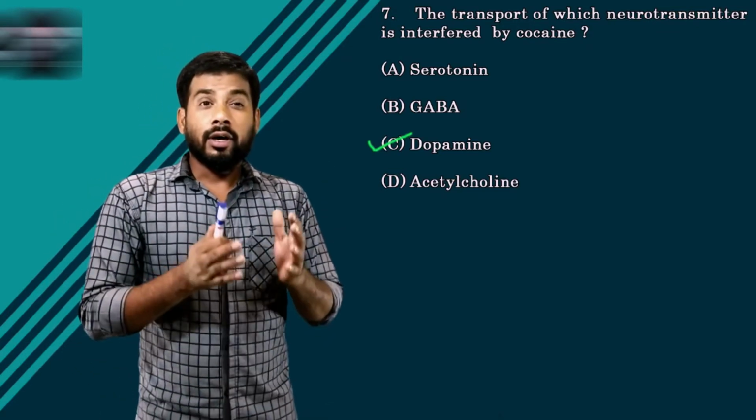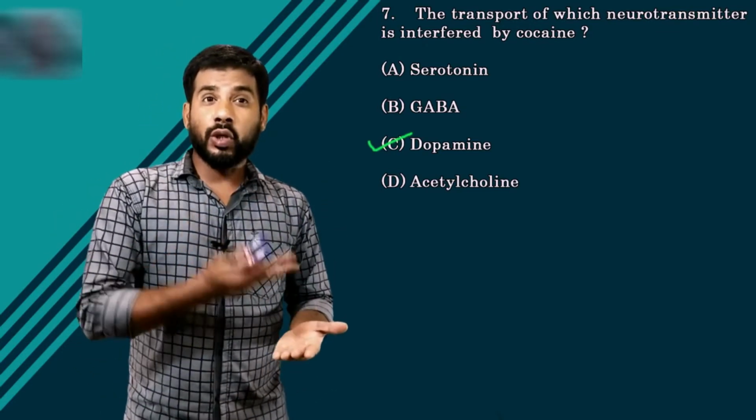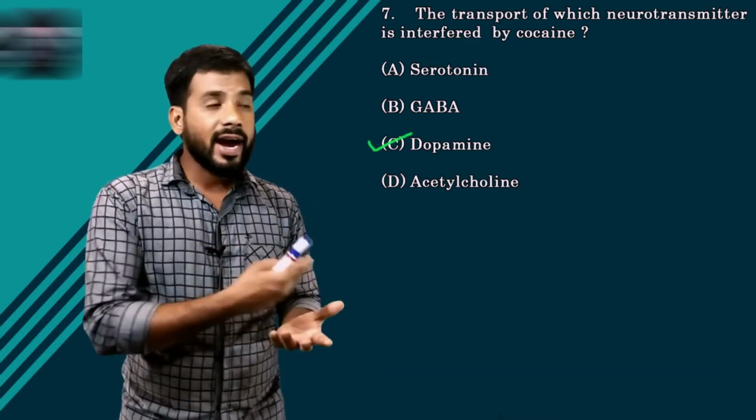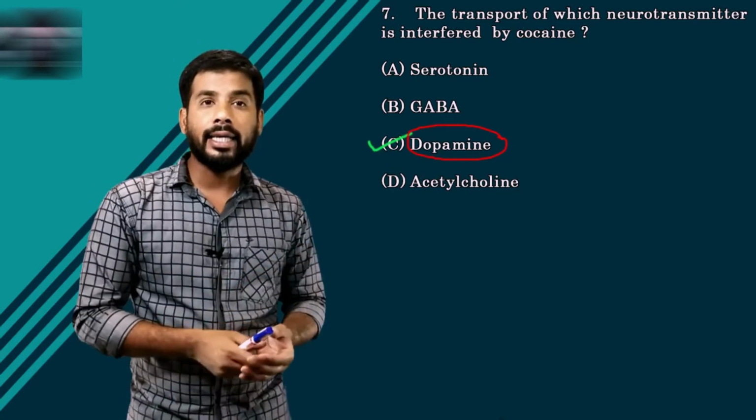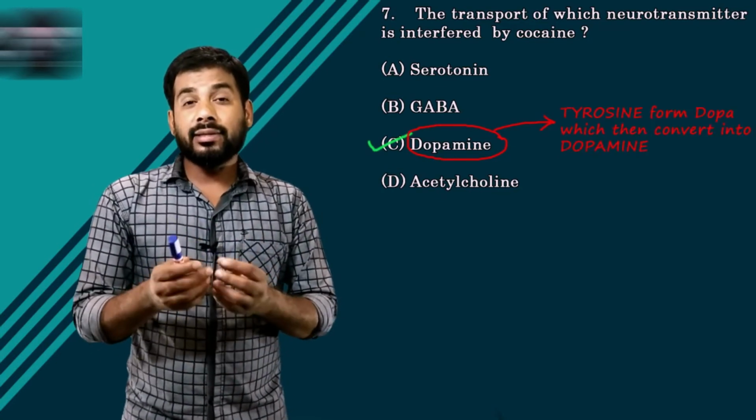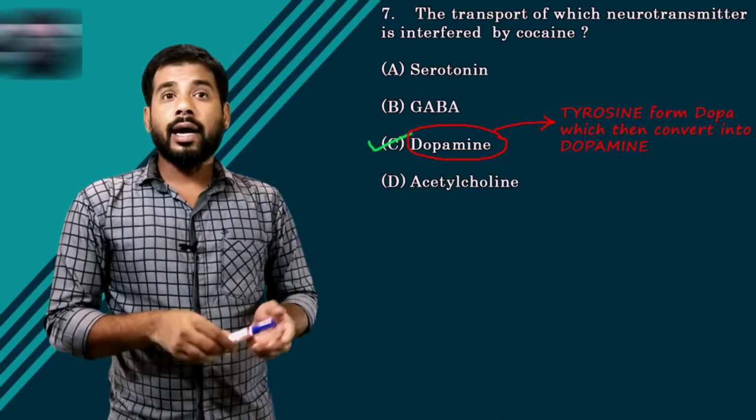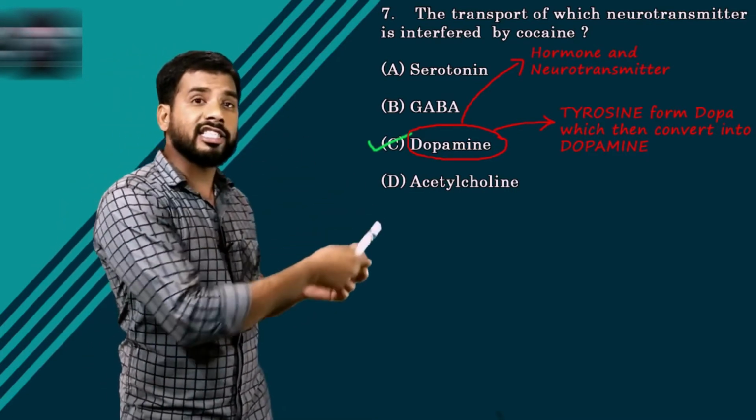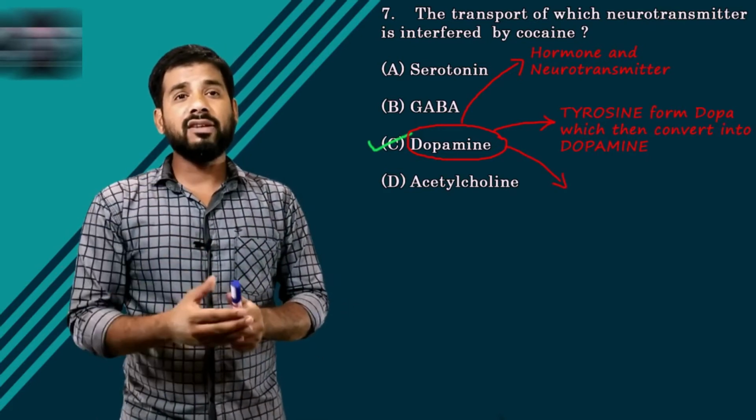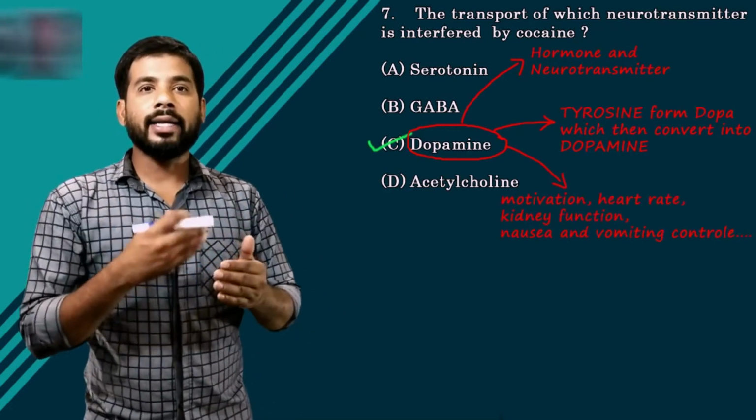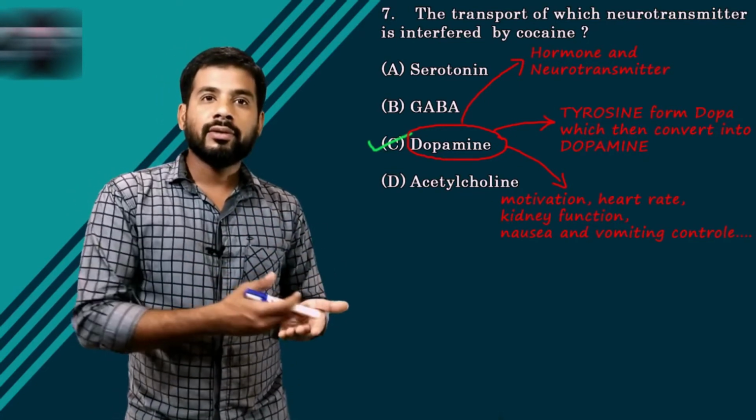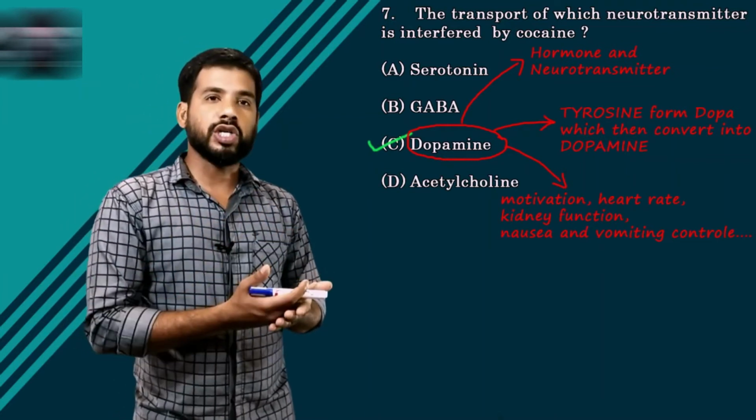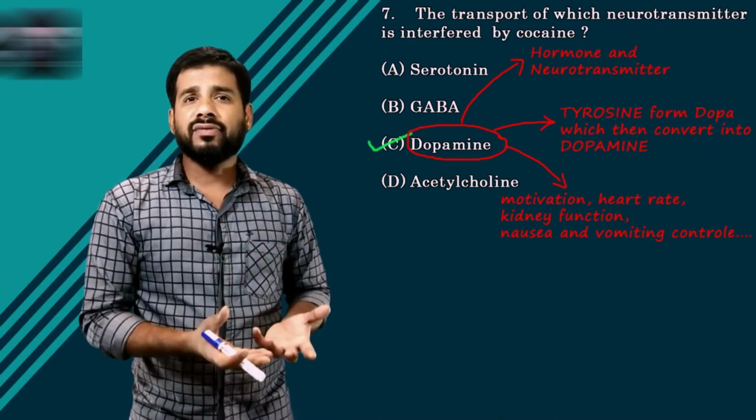Here dopamine acts as a neurotransmitter. First let me explain, there are many interesting facts related to dopamine. Dopamine is generally synthesized from the amino acid tyrosine, and it acts as a hormone as well as a neurotransmitter. What is the main function of dopamine? It helps in our motivation, and it is responsible for our heart rate as well as for our kidney function. These are some of the characteristic features of dopamine.